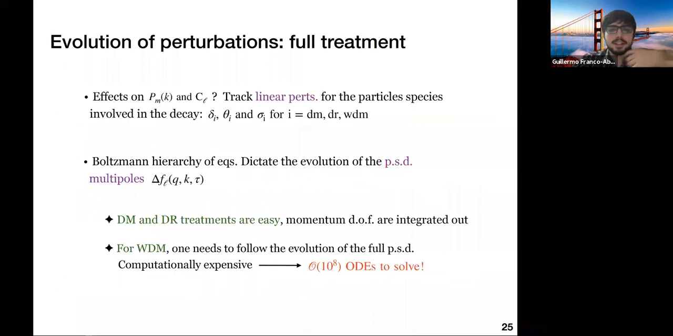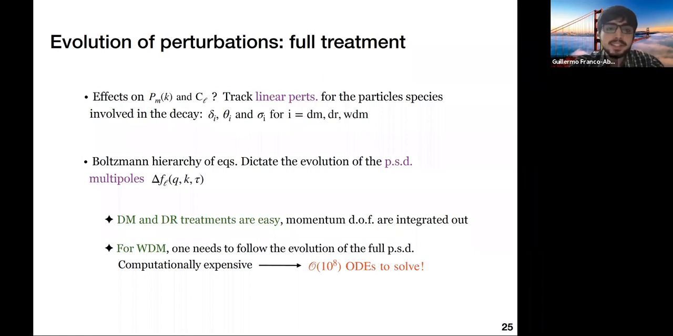So in order to accurately treat perturbations, we need to track the elements of the perturbed stress energy tensor for all the different species. So this corresponds to delta, the overdensity, theta, the energy flux, and sigma, the shear stress. And we need to track this for the three species involved in the decay: the dark matter, the dark radiation, and the warm dark matter.